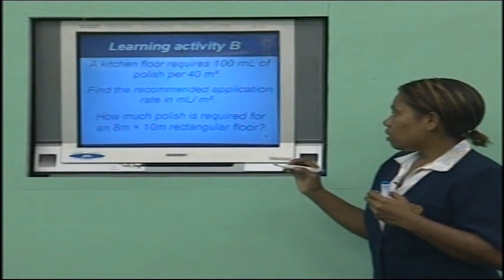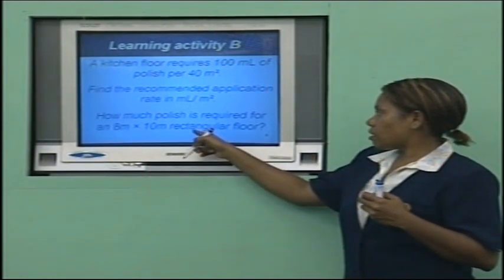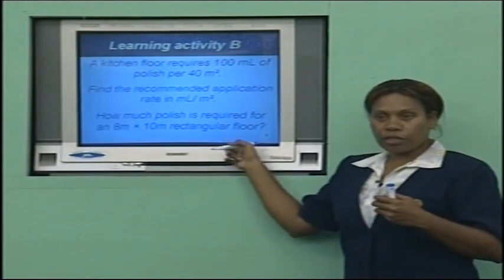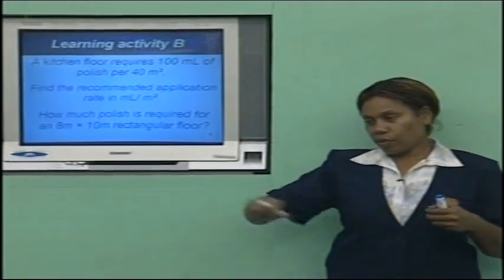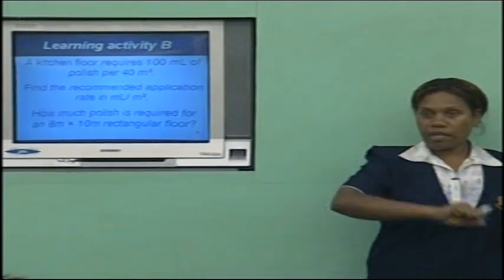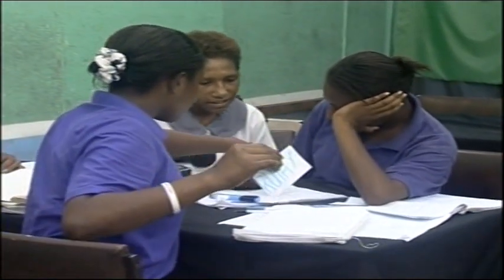80 meters. Okay, 80 meters? 80 meters or 80 square meters? 80 square meters is the rectangular floor, but how much polish? How much polish is required to polish that 80 square meters? 120. Okay, 120. How did you get 120? 4 times 25. 4 times 25?